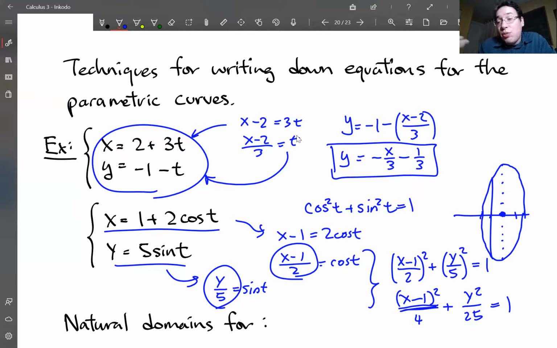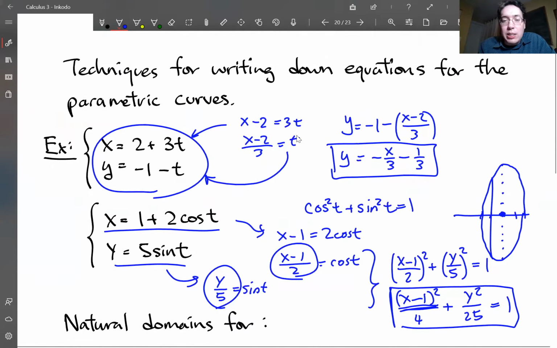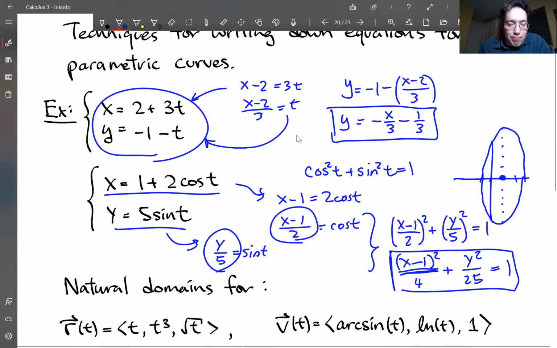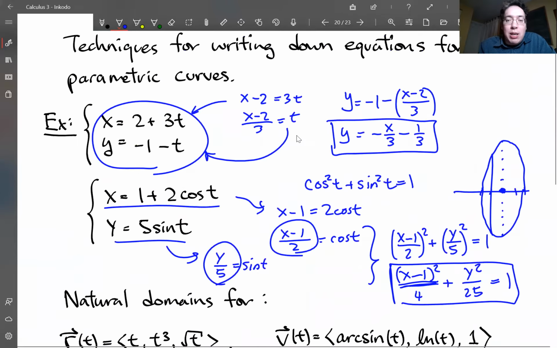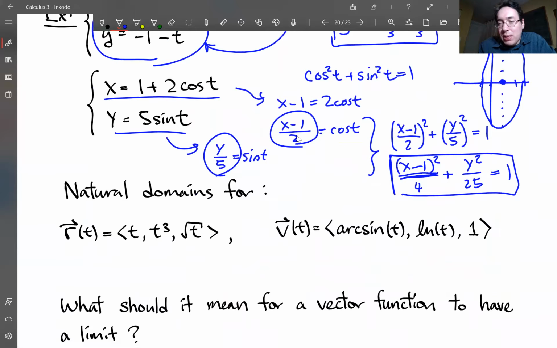Okay, so you should know those two techniques. So sometimes you want to come up with a formula for that curve without t in it. So I expect you to be able to do that. Okay. All right. So let's talk about the parametric equations and vector functions themselves.